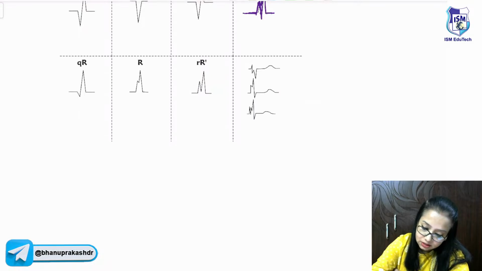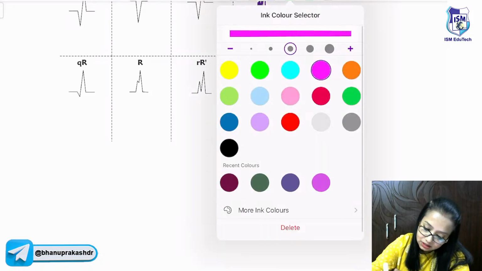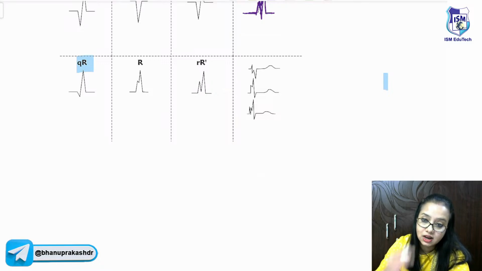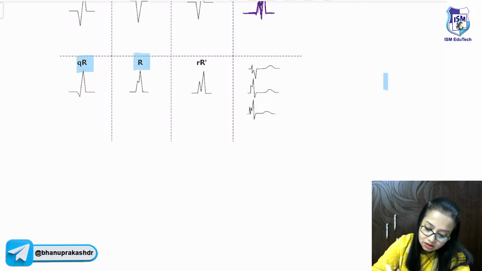Okay. Next, we have a Q and R wave: a small Q, a small negative deflection, followed by a sharp and big positive R deflection. And this is a picture of a notched or bifurcated R wave, like a broken one. There is no S, there is no Q, nothing. There is only one R wave, but it is not sharp and complete. It is notched.